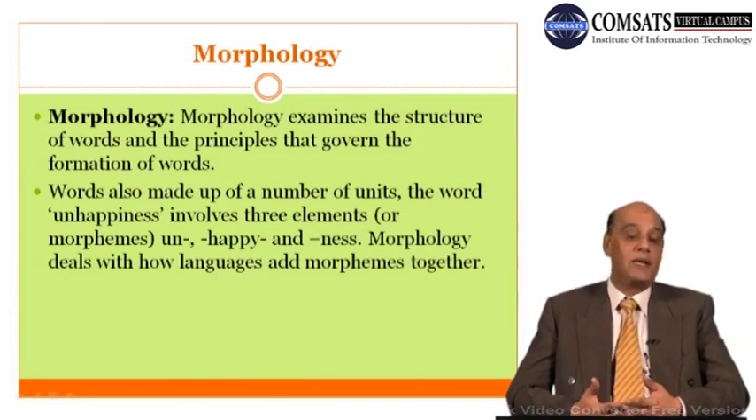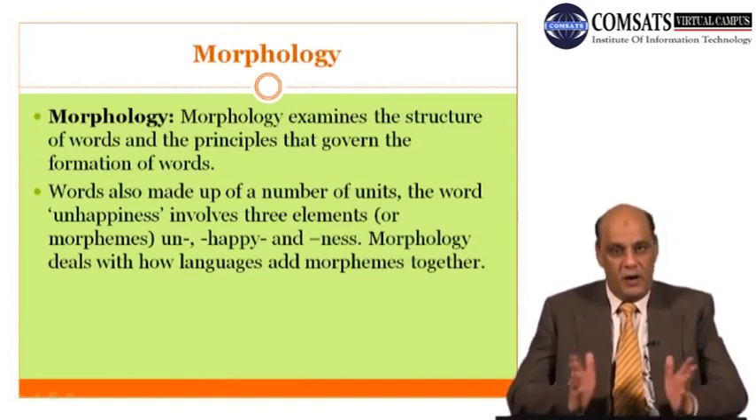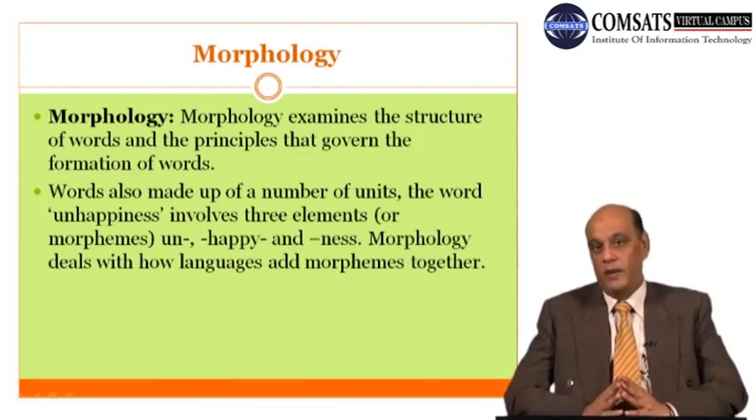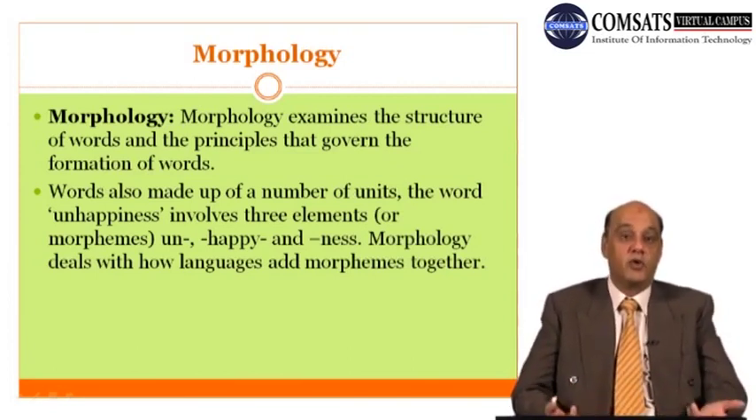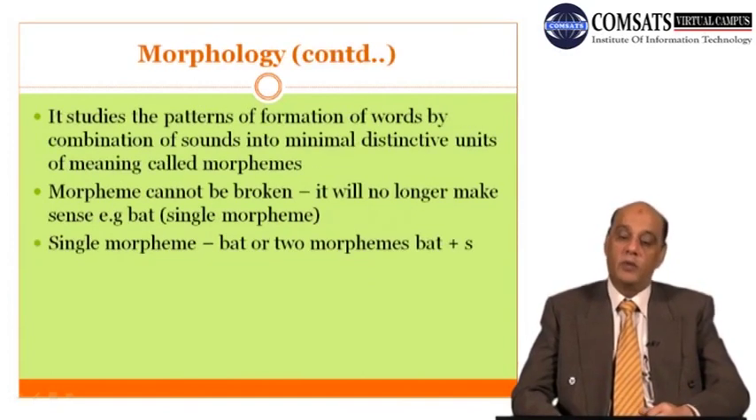The word unhappiness, here we have an example. Unhappiness involves three elements, or morphemes: un, happy and ness. Now morphology deals with how languages add morphemes together. This is how prefixes and suffixes are joined with certain basic words to form new words. The un and the ness are linked with the basic word happy to form a new word, unhappiness. So this is a combination of different sounds to form words.